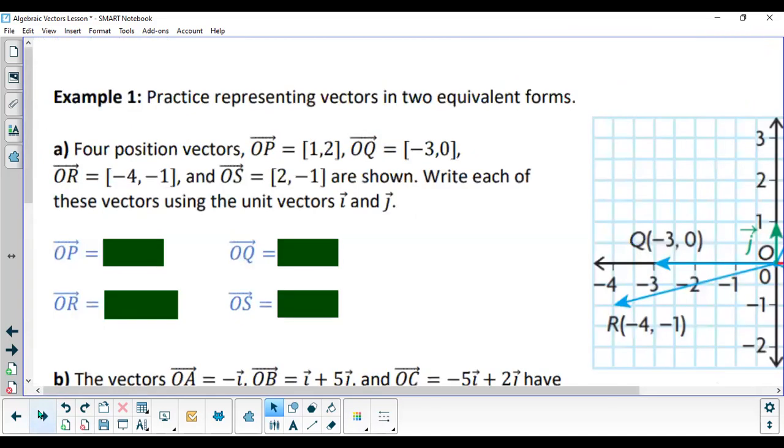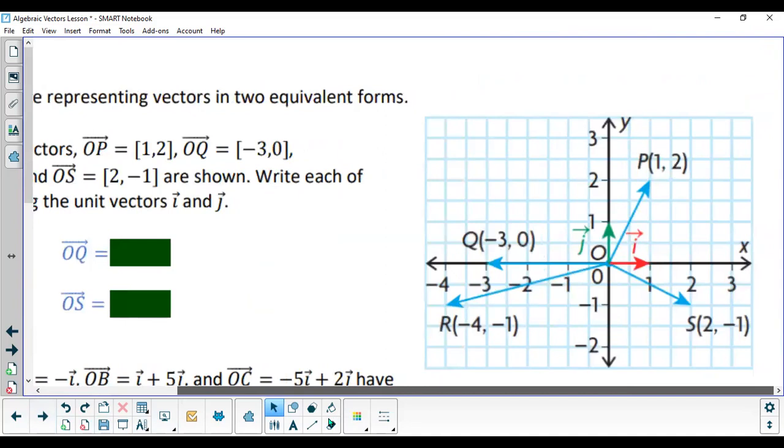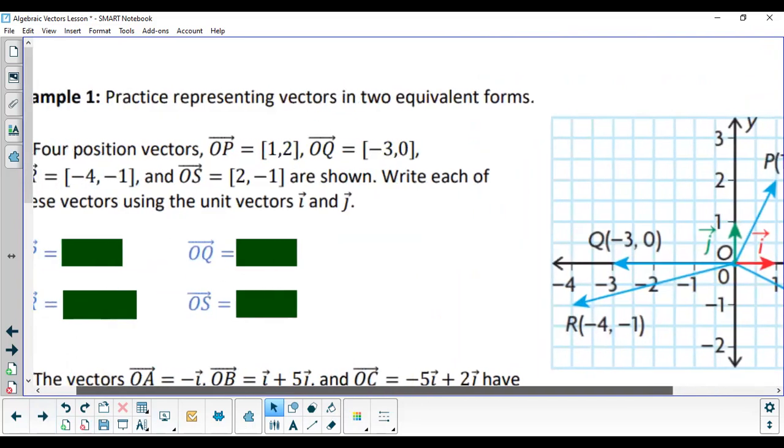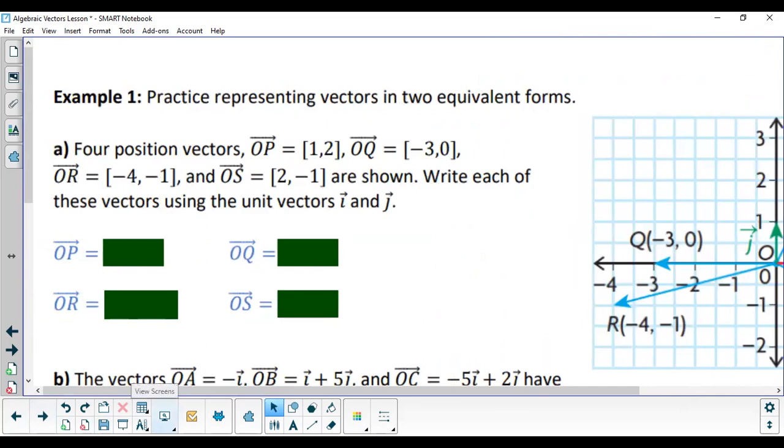Okay, so a perfect question would be something like this. Practice representing vectors in 2 equivalent forms. So we have 4 position vectors here. This is what the diagram looks like. So I have 4 different position vectors. Notice that they are defined by the point where their tip lies. Okay, so if you can write all 4 of those down.